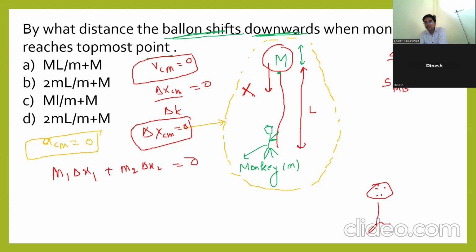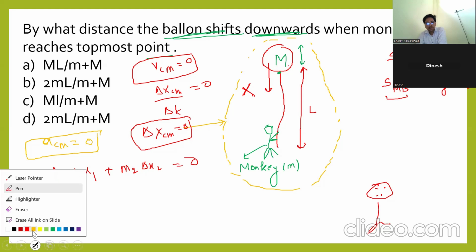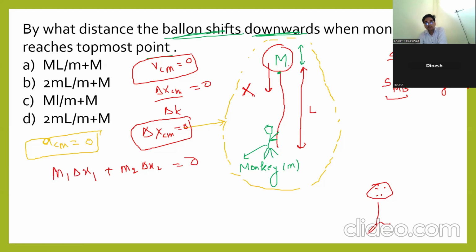Sm G minus SBG. Can we write like this? Yes. Displacement of monkey with respect to balloon means if you are the observer, standing on the balloon, then according to you the balloon is not moving, so the monkey will travel this much distance, L.